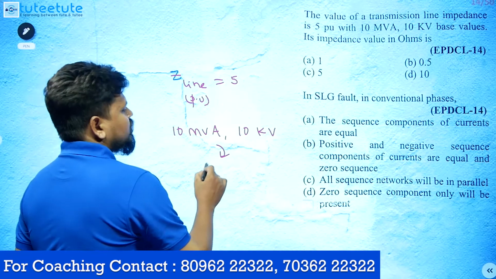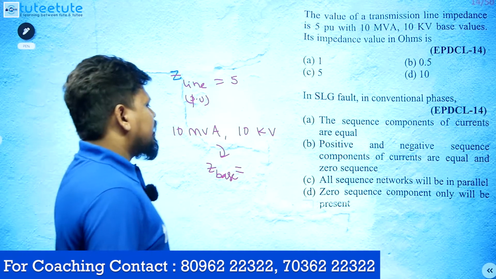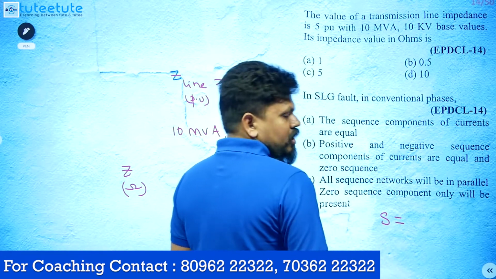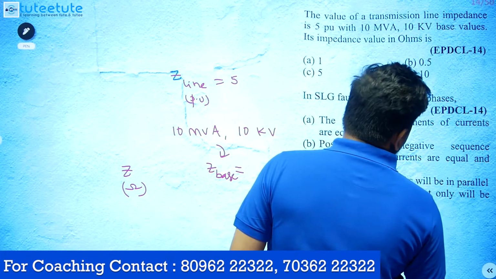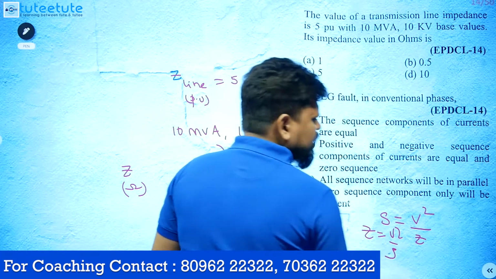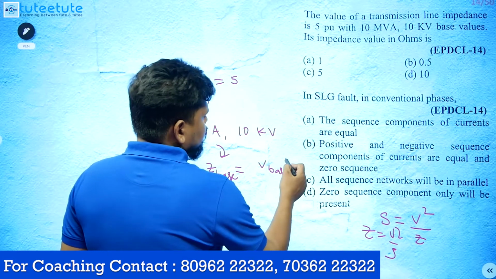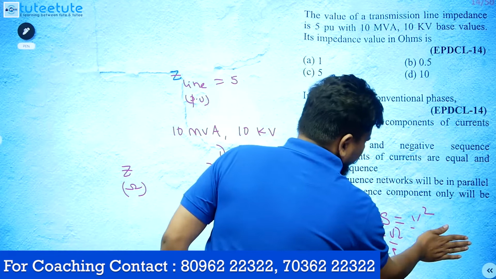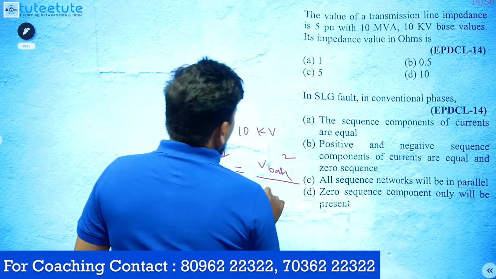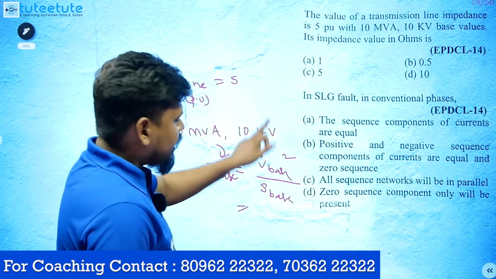First you need to calculate the base value, Z base. If you have any doubt, you can calculate like this. Apparent power is nothing but V square divided by Z. Now you want Z, so V square divided by S. Only this formula is enough. From this we can derive it, no need to remember separately. So Z base is V base square divided by S base, otherwise kV base square divided by S base.